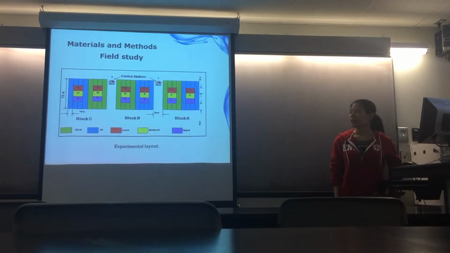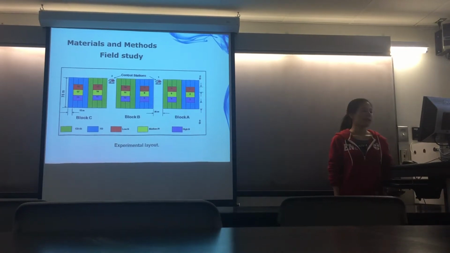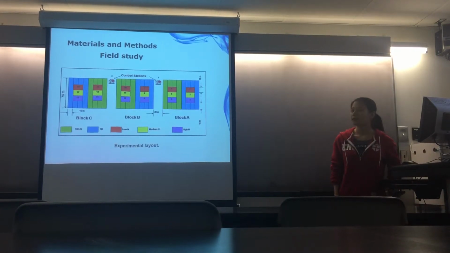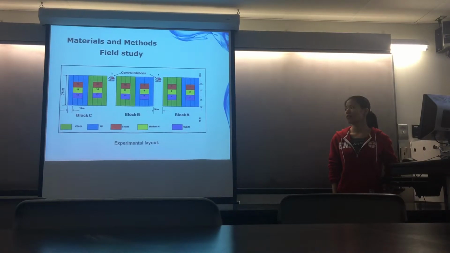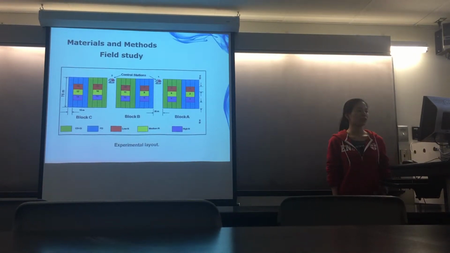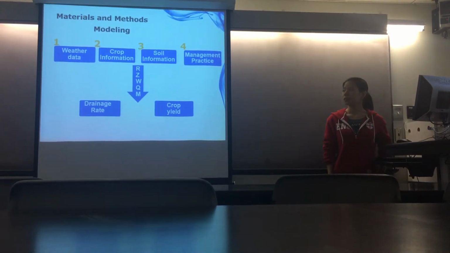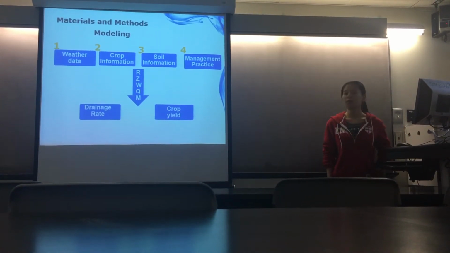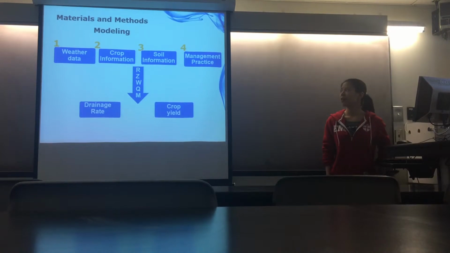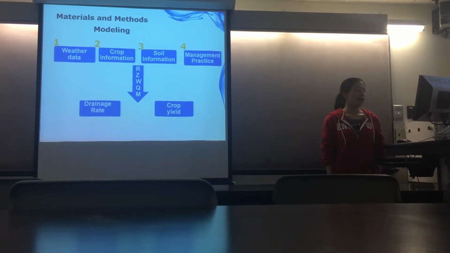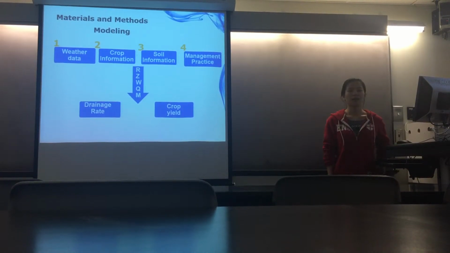And here's the experimental layout of the field study. The blue blocks represent the free drainage and the green ones are the controlled drainage with subirrigation. For the modeling part, the input data includes the weather data, the crop information, soil information, and management practice. And the outputs are the drainage rate and crop yield, the soil moisture content, the water table depth, etc.